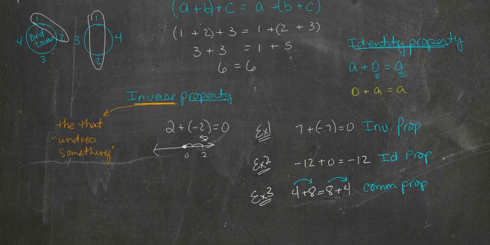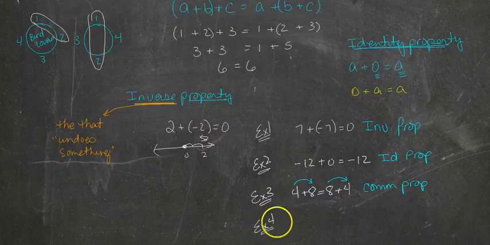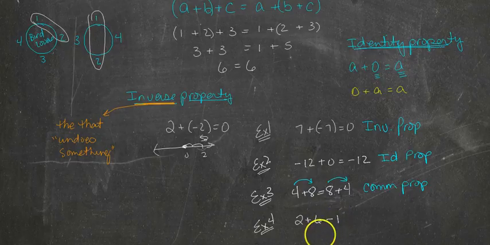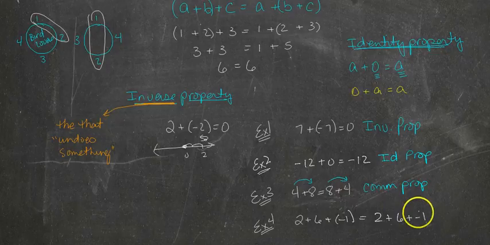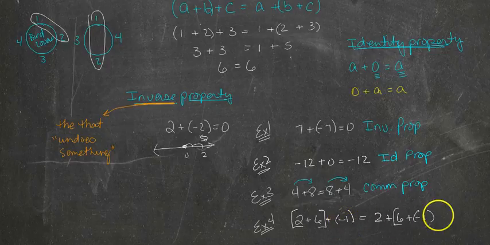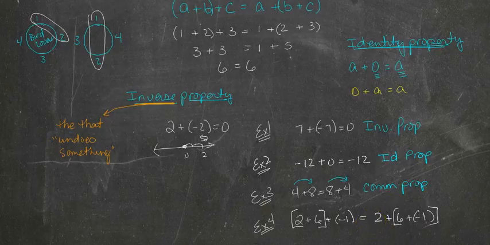And the only property left, the one I thought I was going to do just a second ago, is the associative property. So 2 plus 6, plus negative 1 equals 2 plus 6 plus negative 1. Okay, so first I group the 2 plus 6 together and then add the opposite of 1, or I could add the opposite of 1 to 6 and then add 2 to everything. That would be the associative property.